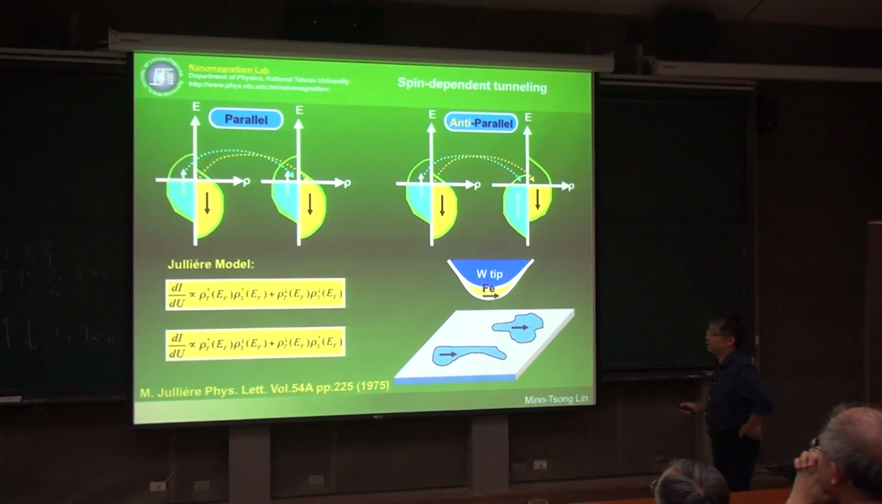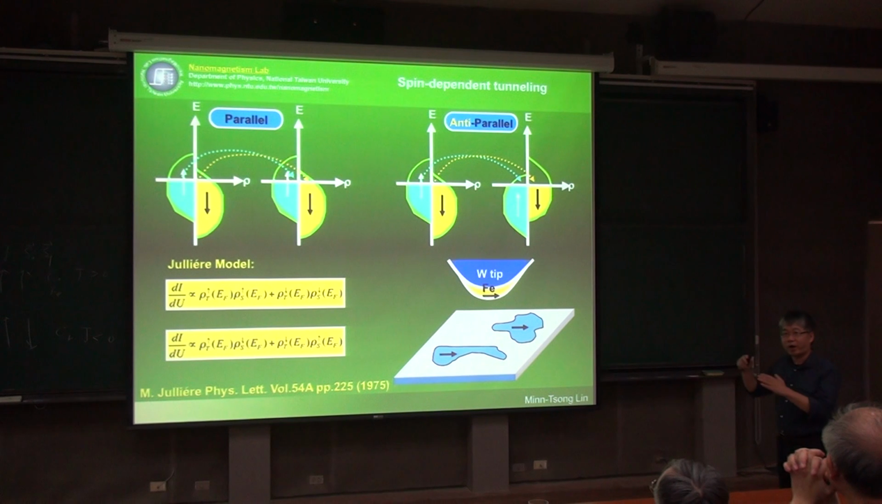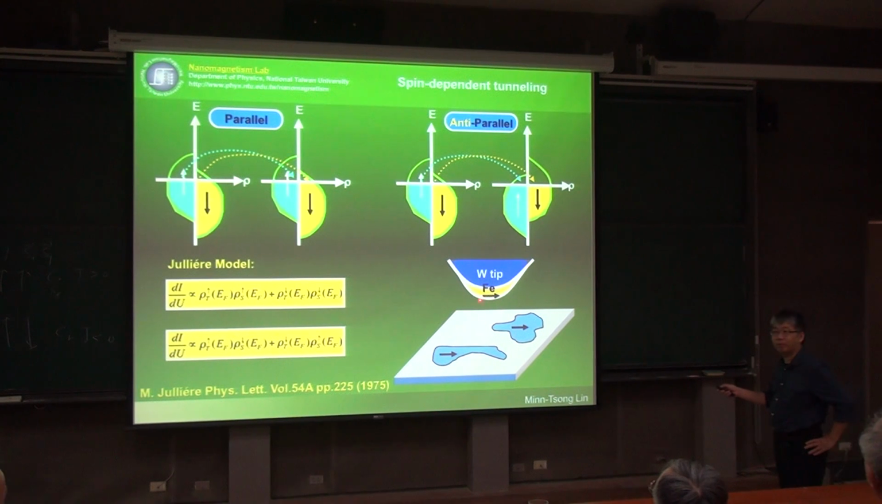This one is spin-dependent tunneling, the same. But instead of a tri-layer, we have it in an STM. So we have a tip here, and we deposit the iron film. And this is your sample. And where is the insulator? The vacuum here is the insulator. Right? So you have a spin-dependent tunneling here.